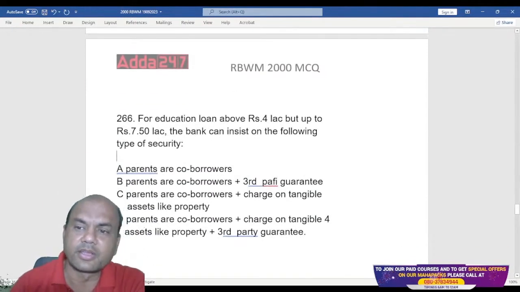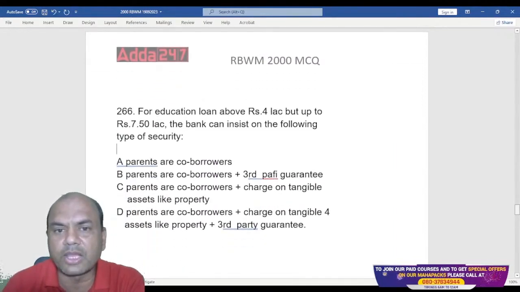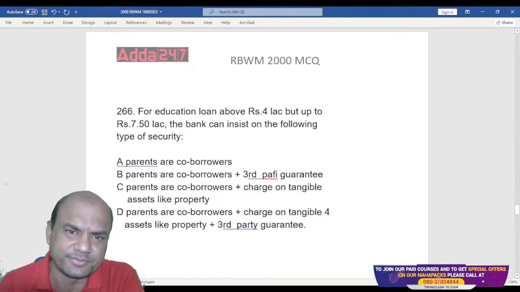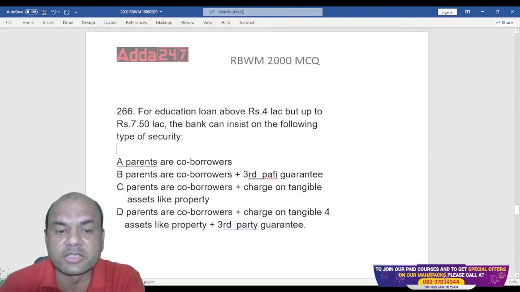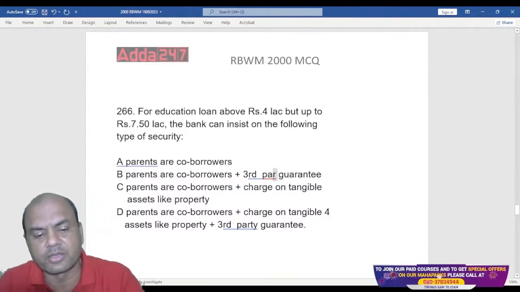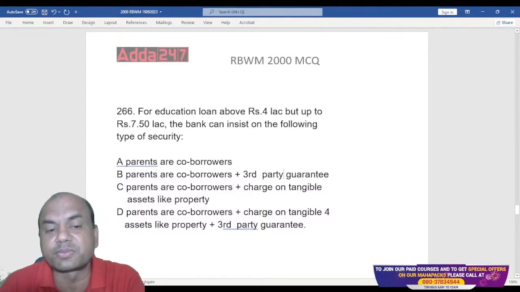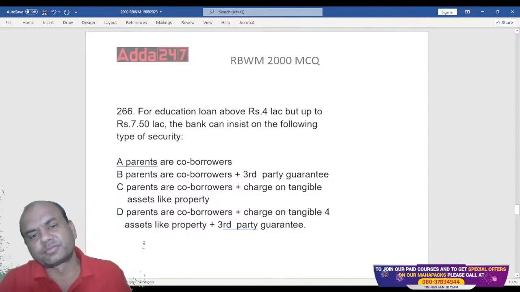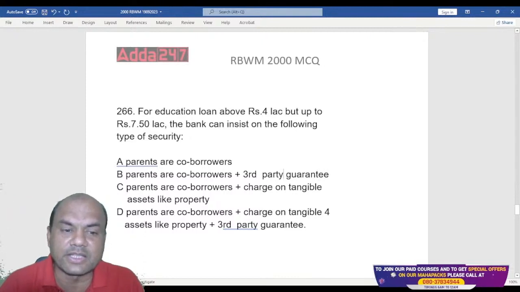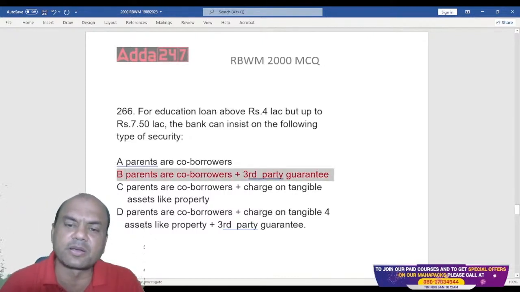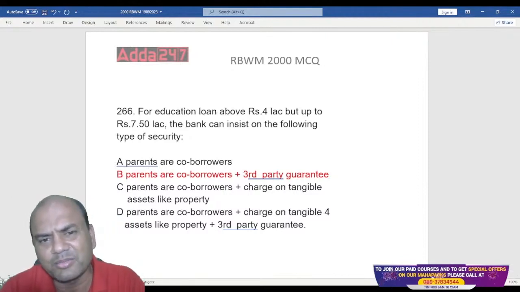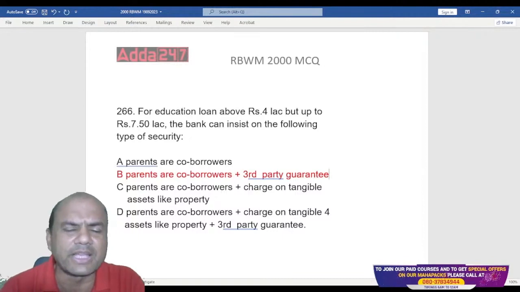Next one. For loans above 4 lakhs and up to 7.5 lakhs, banks insist on what? Just now we saw up to 4 lakhs, only parents. So 4 to 7.5 lakhs is what? Co-borrowers plus third party guarantor, or parents as co-borrowers plus the house as tangible assets, or D, all of the above. The right answer is B, third party guarantor: parents plus third party. That also banks have required. RBI doesn't say anything about this now. The restrictions are removed for all banks, who have to take their own risks.